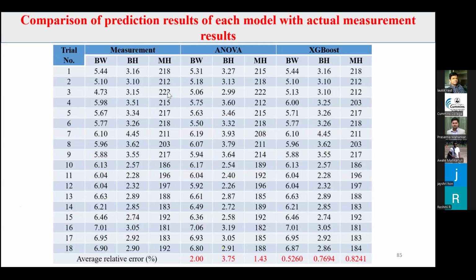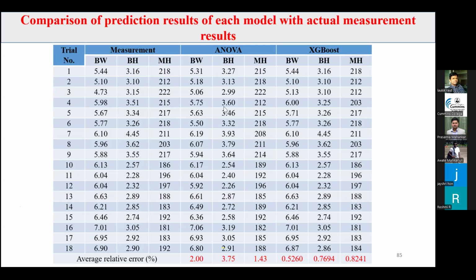Then I have made a comparison of this ANOVA technique and the XGBoost machine learning algorithm. These are the actual values taken by measurement. These are predicted by ANOVA, and these values are predicted by the XGBoost algorithm. Then I have calculated the average relative error. So here, this is the actual value, and this is the value given by ANOVA. The error was 2% for bead width. For bead height, the error was 3.75%. And for micro hardness, the error was 1.43%.